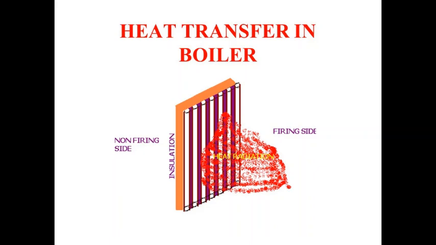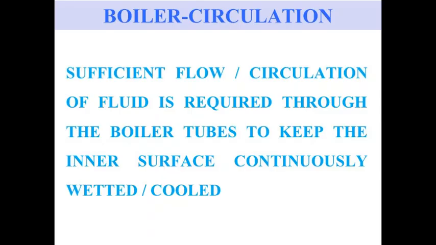From the construction point of view, to maximize the heat transfer in the boiler, we utilize insulation at the non-firing side of the furnace so that heat is not radiated out of the furnace, and maximum heat is absorbed by water wall tubes as well as other heat traps placed at the top of the boiler.